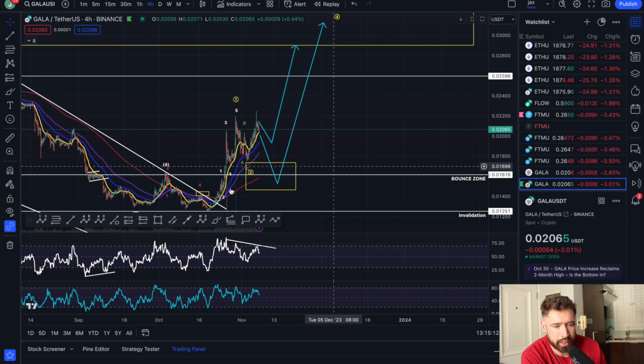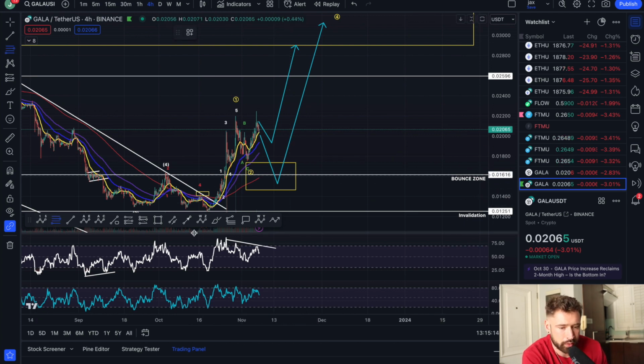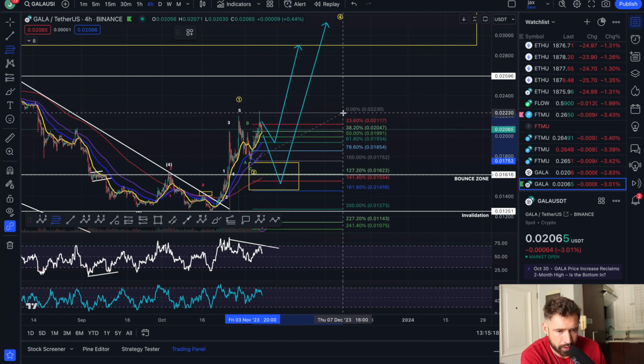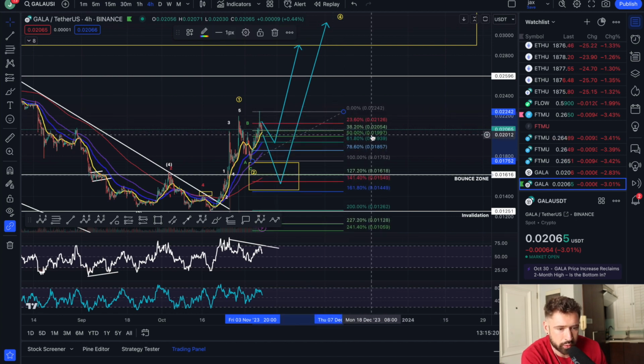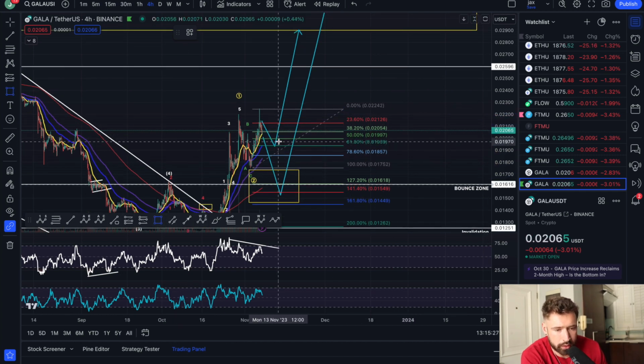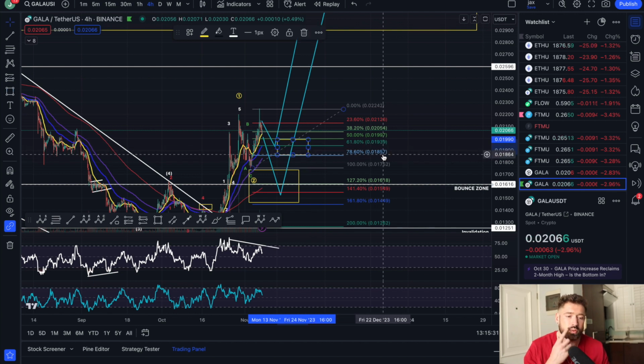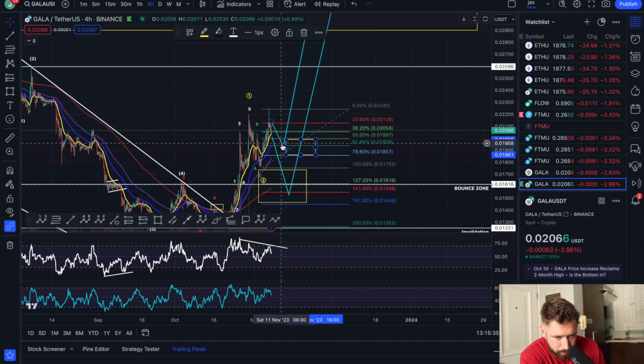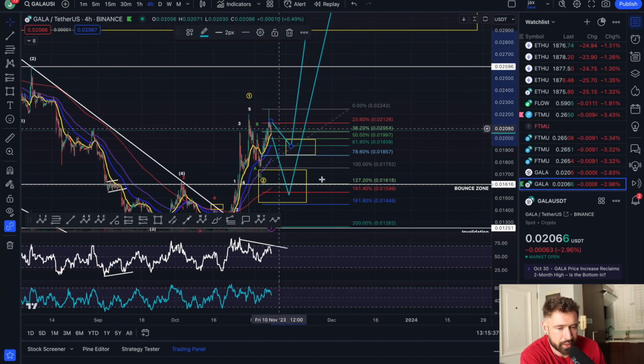So for that to play out, if we pull back from here, which could be likely with bearish divergence, and it looks like Bitcoin's going to pull back, then you would need to hold in between the 50% at 0.01997 and the 78.6 at 0.01857. Let me drop in a box.